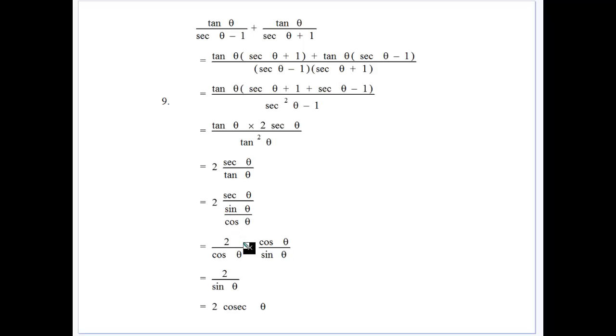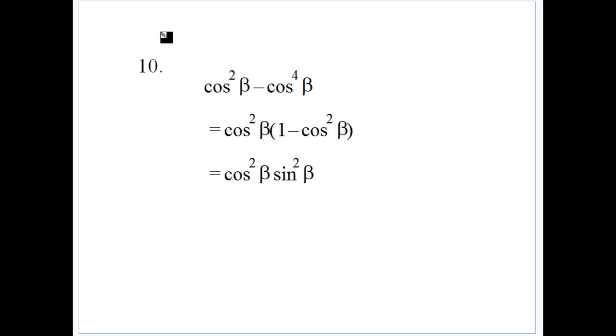Dividing by a fraction, so we make it multiplication and take the reciprocal. So our cos thetas are going to cancel. Gives us 2 sine theta, which gives us 2 cosecant theta. So what was looking very complex comes down to something that's a little bit more simple. But it's about getting a common denominator, cancelling terms, then being able to look at our relationships and be able to manipulate them to simplify.